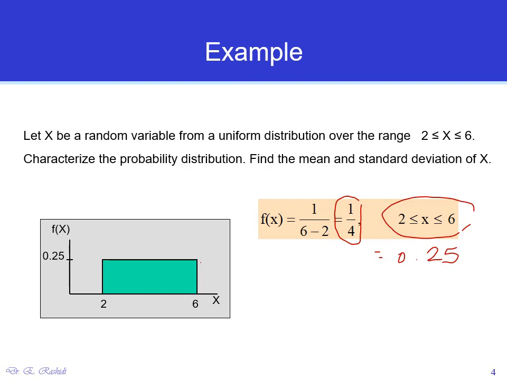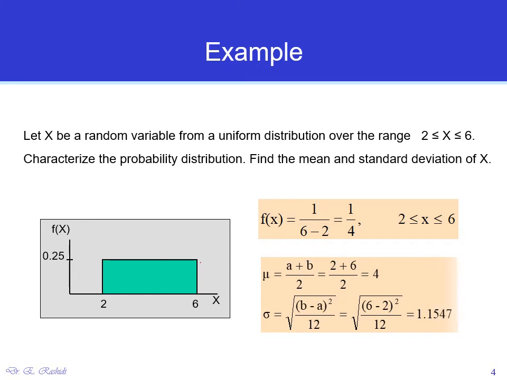We can also calculate the average and standard deviation of this uniform distribution. The average is a plus b divided by 2, which is 2 plus 6 divided by 2, which is 4. So the average is 4, and the standard deviation is 1.1547.